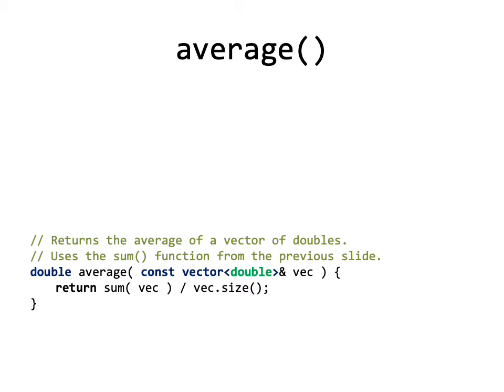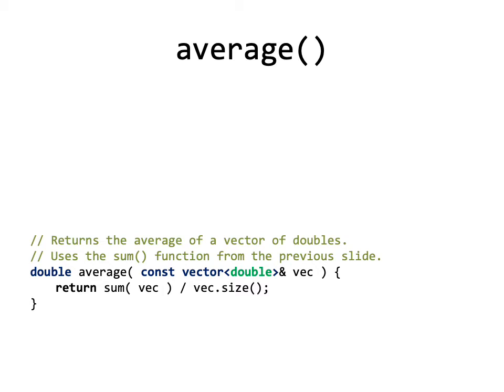Now here, notice that we use the sum function, and that lets us return this value as a one-liner. Because we defined the sum function earlier in our code, on the previous slide, all we need to do is call that function right there. Sum of vec returns a double, and then we return that result divided by vec.size. We get a double, and we return that double.